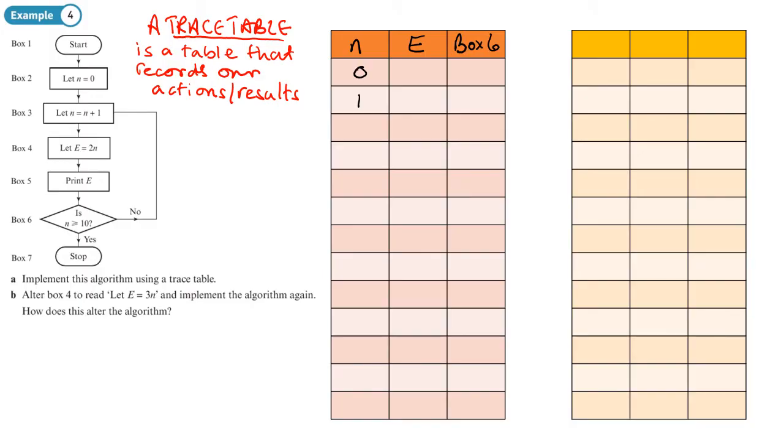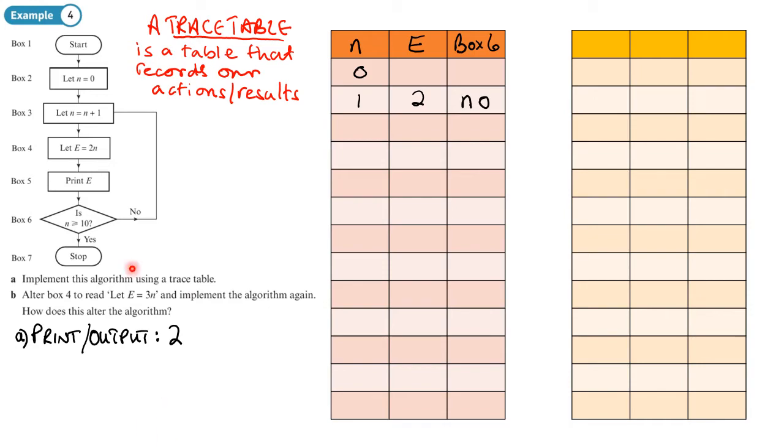Then print e. Actually, when we print something, it's basically like writing down what the results are. So we can write down print, or we can write down output. What's the output? So the first output is going to be the number 2, and then it says, is n greater than or equal to 10? So the answer's no.